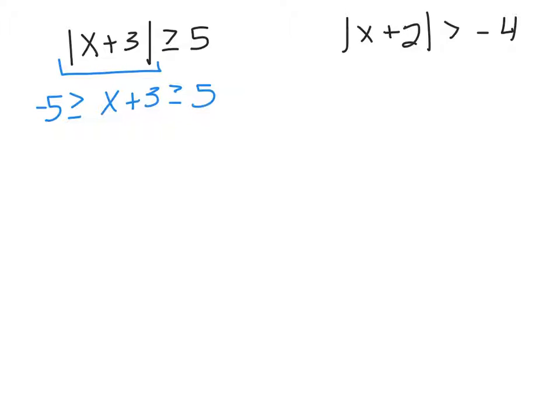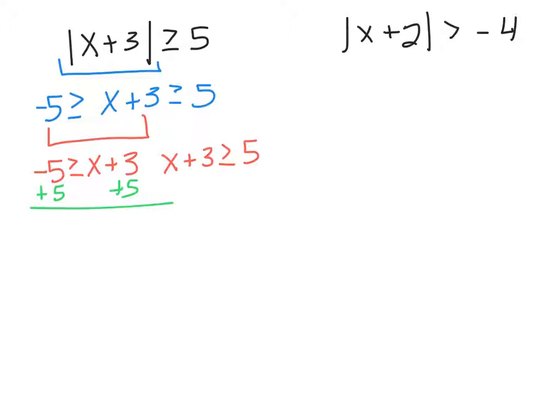So then we're going to solve. Set up our first inequality, -5 greater than or equal to x plus 3. X plus 3 greater than or equal to 5. I'm going to add 5 to both sides. So I have 0 greater than or equal to x plus 8.